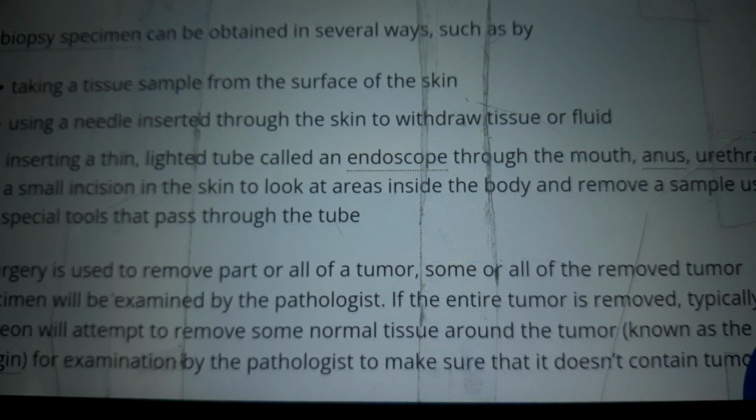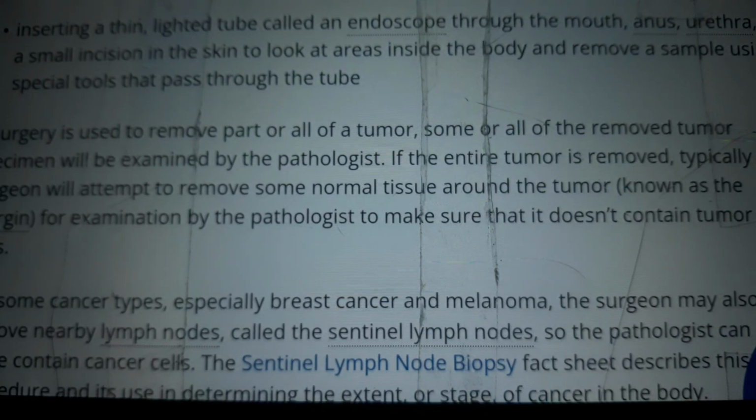The biopsy specimen can be obtained in several ways, such as by taking a tissue sample from the surface of the skin, using a needle inserted through the skin to withdraw tissue or fluid, or inserting a thin, lighted tube called an endoscope through the mouth, anus, urethra, or a small incision in the skin to look at areas inside the body and remove a sample using special tools that pass through the tube.